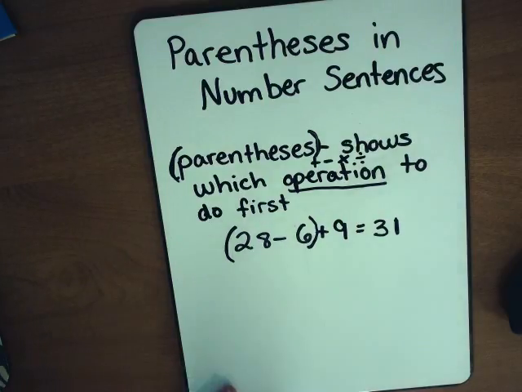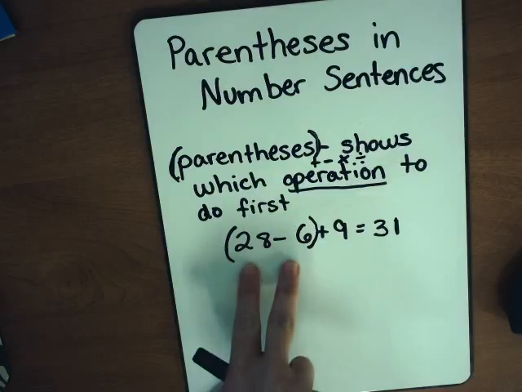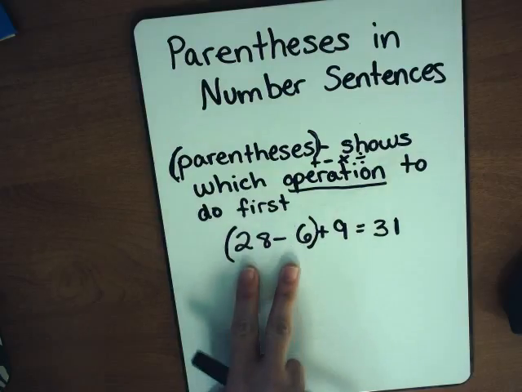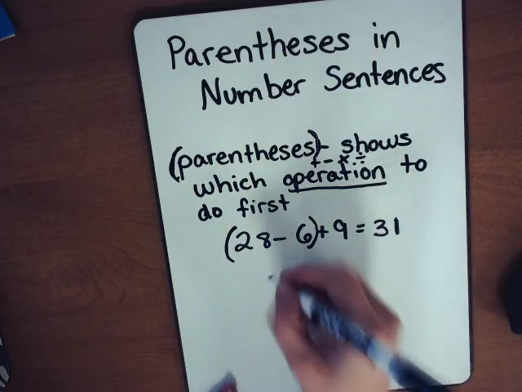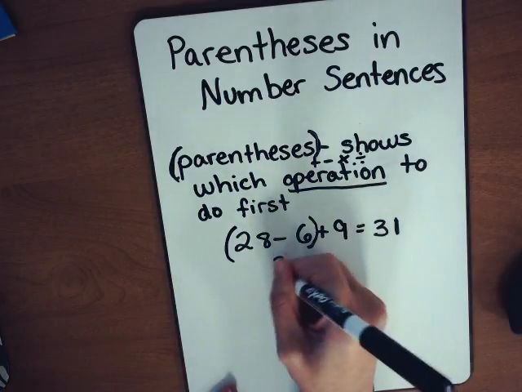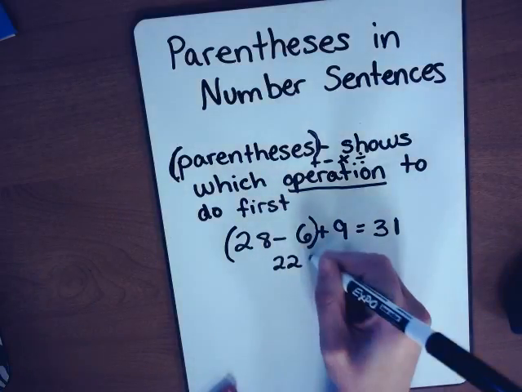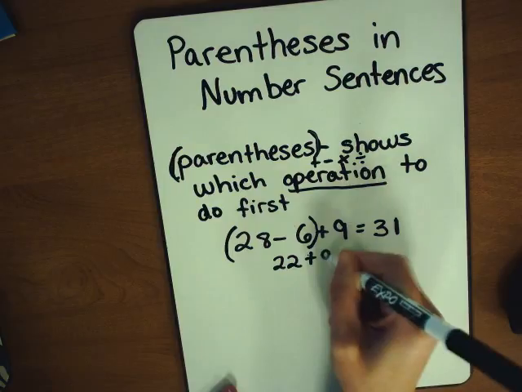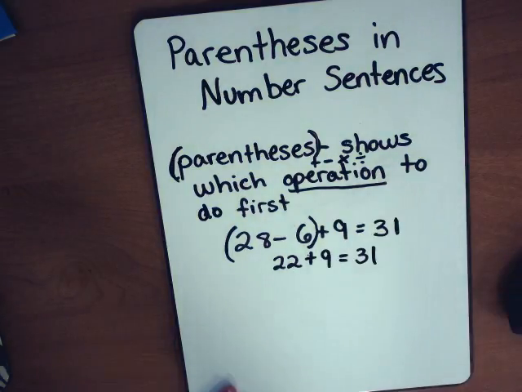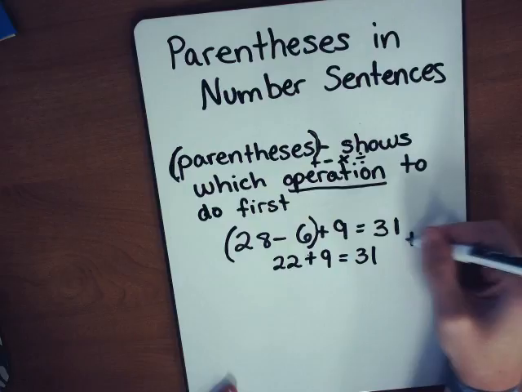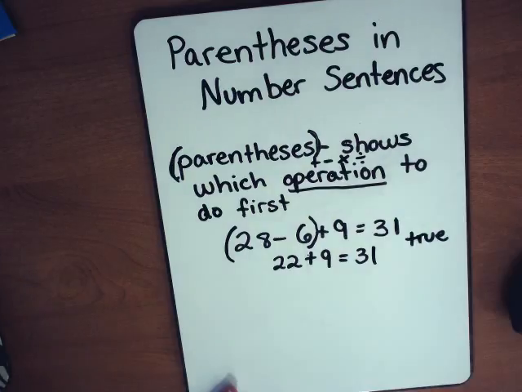When I'm solving a number sentence with parentheses, I think it's helpful for you to do the operation in parentheses and to rewrite that number sentence. So I've got 28 minus 6, which I would rewrite as 22, and then I've got the rest of that number sentence, 22 plus 9 equals 31. Okay? So this number sentence is true. Go ahead and write that down in your notebook and follow along with me.